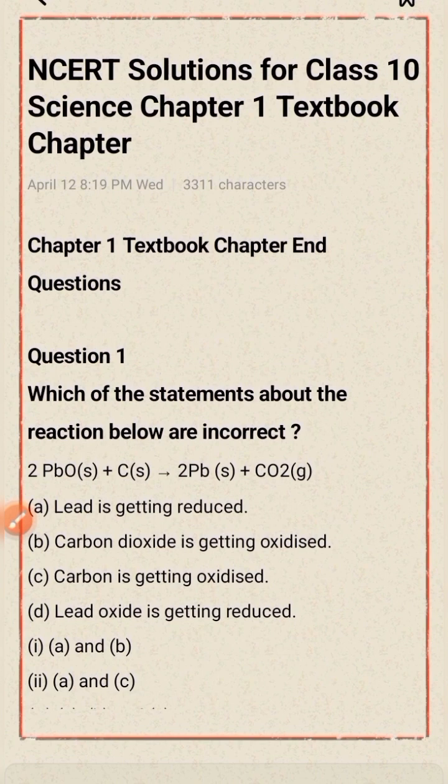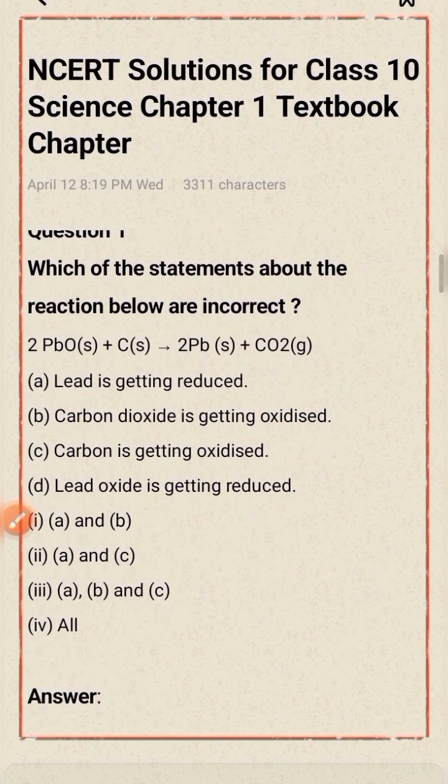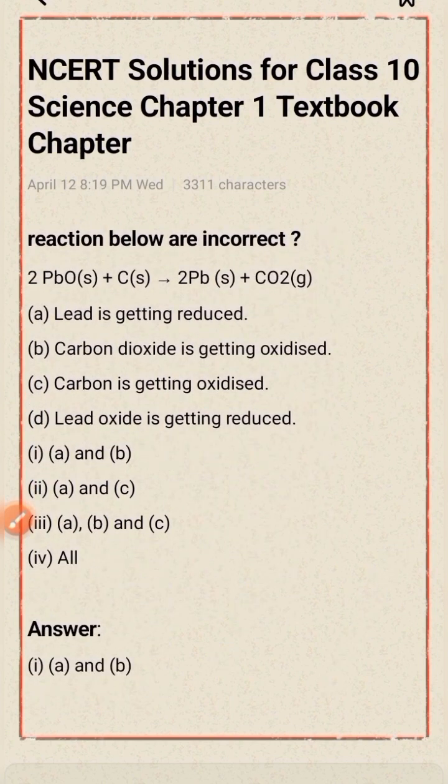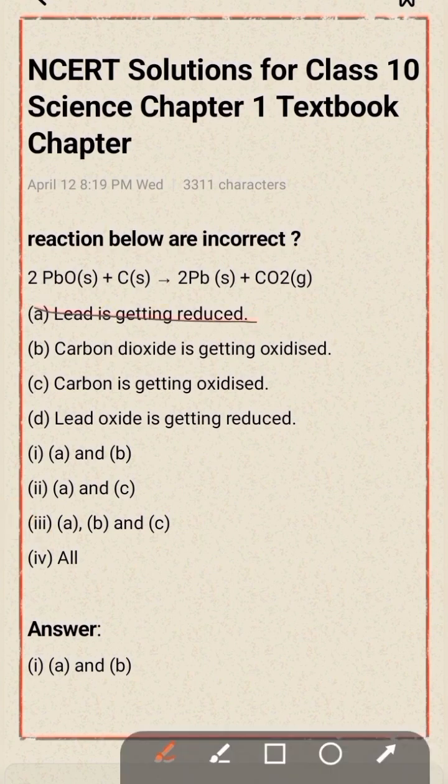A, lead is getting reduced. B, carbon dioxide is getting oxidized. C, carbon dioxide is getting oxidized. D, lead oxide is getting reduced. That is the right answer, option 1, that is A and B. A, lead is getting reduced, and B, carbon dioxide is getting oxidized.